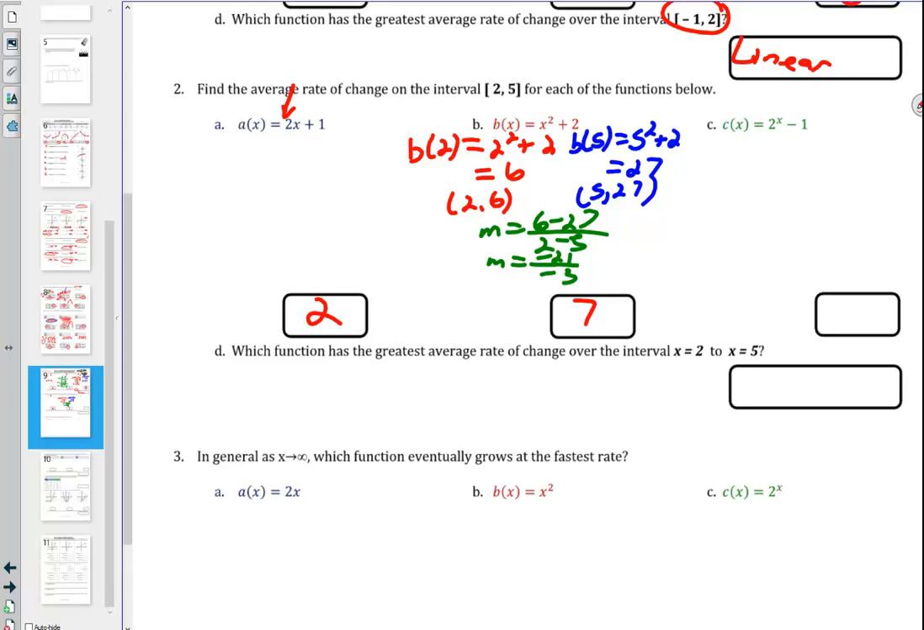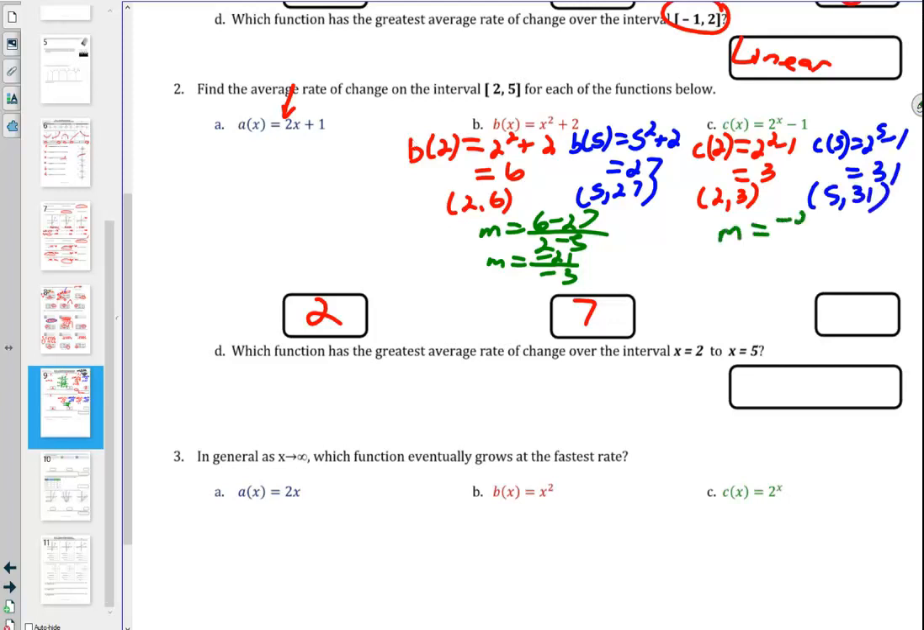For the next one, C first at 2. So 2 squared minus 1 is 3. So the point 2 comma 3 is on here. And then for the 5, C at 5 is going to be 2 to the 5th minus 1, which is 31. So 5, 31. The slope is negative 28 over negative 3. That cannot be reduced. So that just gives me 28 over 3. Negative divided by negative is positive.